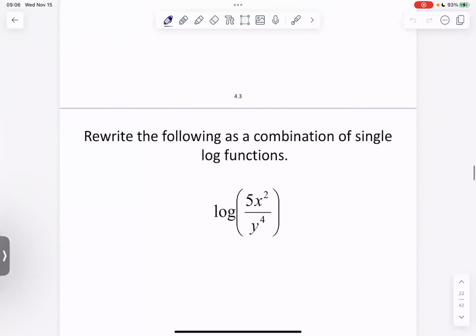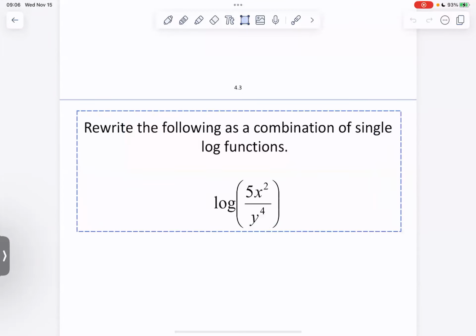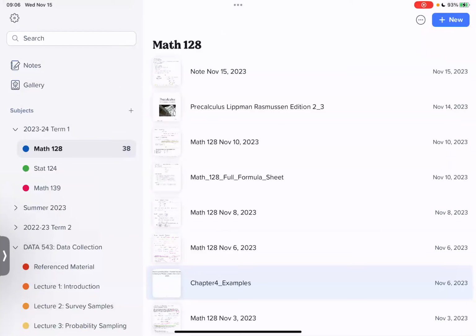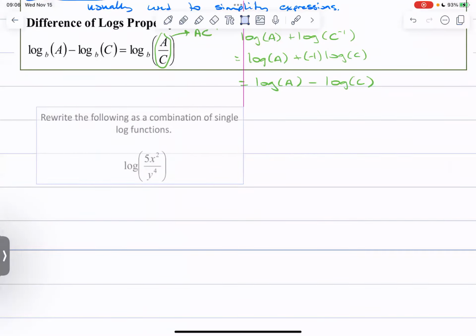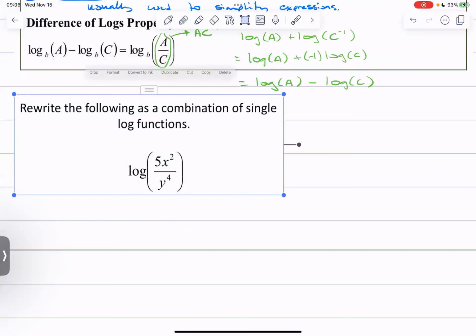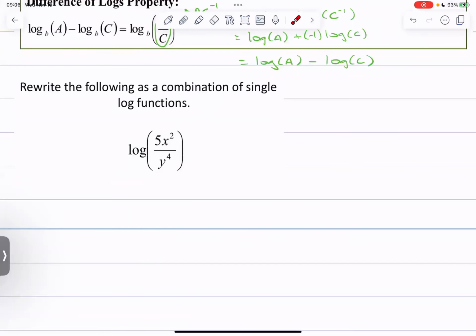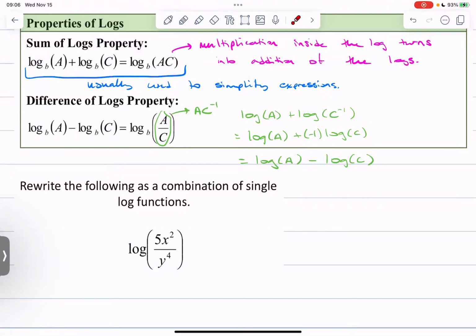Let's see here. Rewrite the following as a combination of single log functions. There are lots of different approaches that you could take. You're going to end up in the same spot, so it doesn't matter. I'll give you some time to try it.